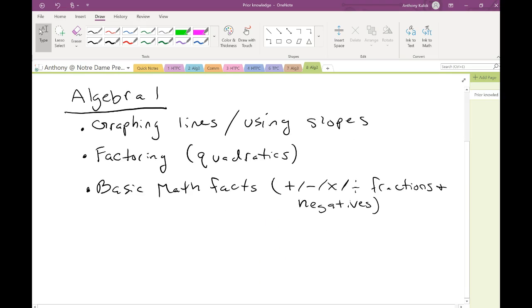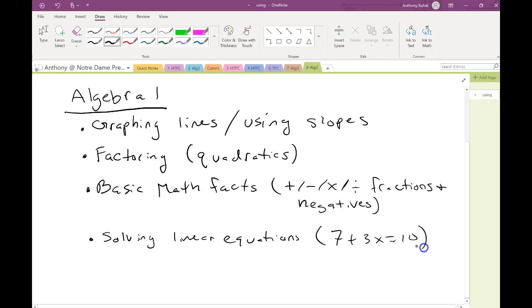Who else? Caden. Yeah, so you were talking about solving linear equations. And then, for example, something like 7 plus 3x equals 10, right? That's what you're talking about?